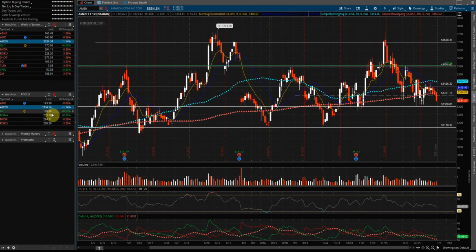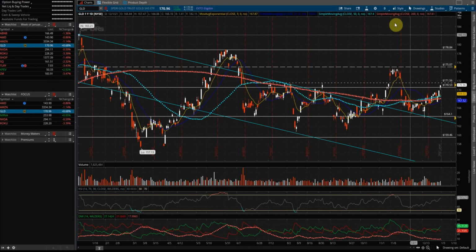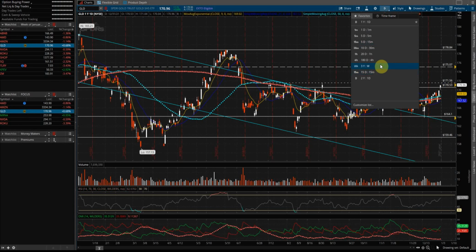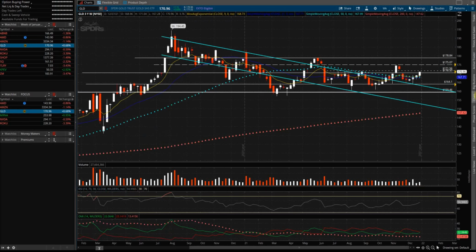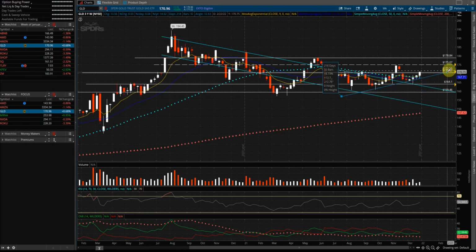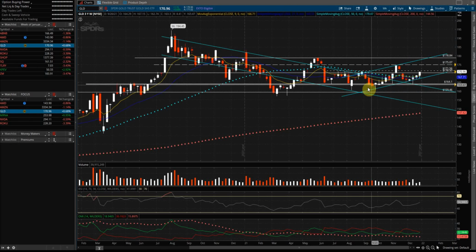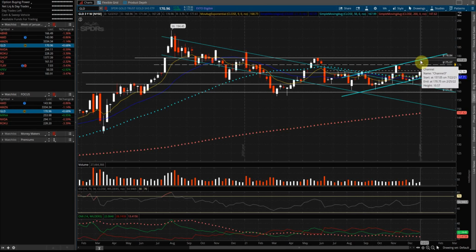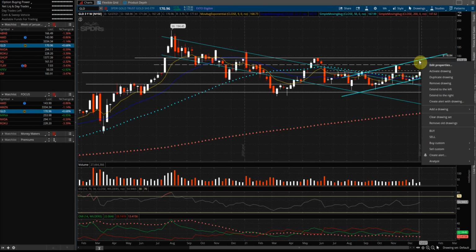Next up, we have gold. So gold is setting up really bullishly on the weekly. As you can see, it's got some sort of cup and handle here, and it's got an uptrend channel as well, with a resistance around 177.